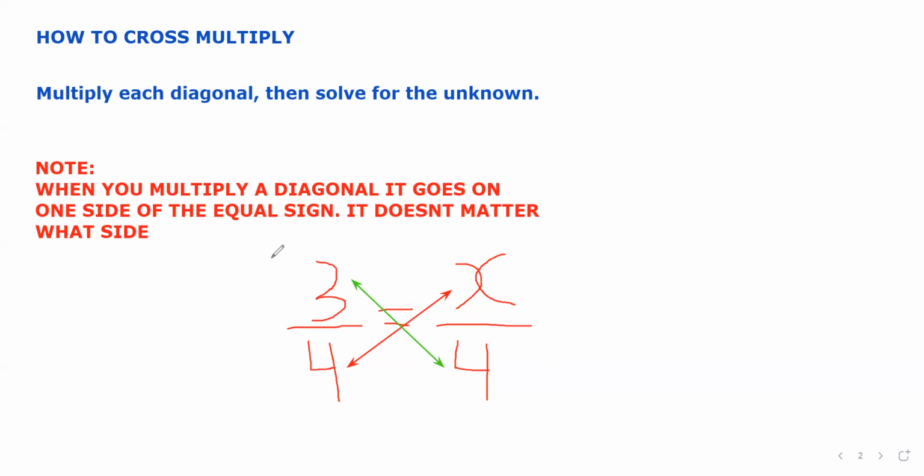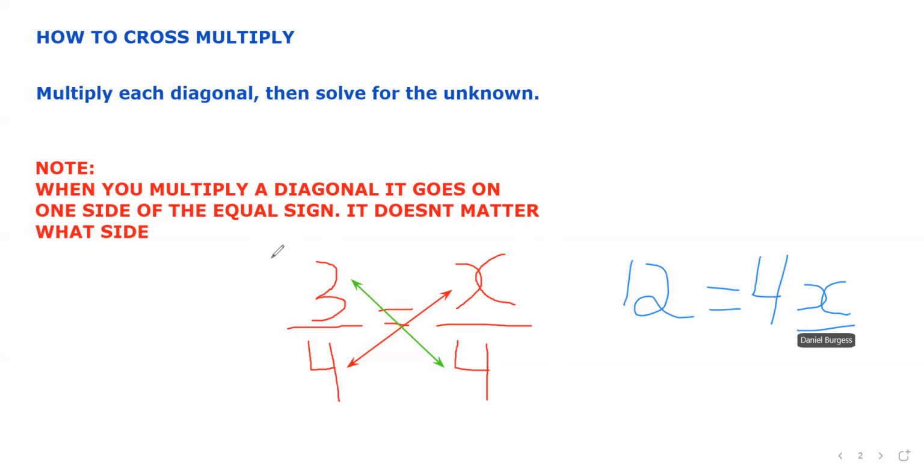Let's do this one as an example. We see two diagonals, in green and red. The first diagonal is 3 by 4, which is 12, and we draw an equal sign here. The other one is x by 4, which is 4x. We just multiply the diagonals and put each on a different side of the equal sign, and then solve for the unknown, which in this case is x.